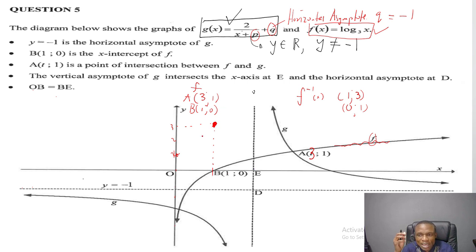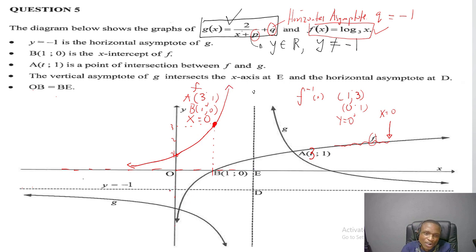And remember now, what was the asymptote of this function f? X equals 0. Let me write it this time. The asymptote of the function f, which was a log function, was a vertical asymptote. It was x equals 0. So the asymptote of the inverse now is going to be y equals 0. So we have the asymptote somewhere here on the x-axis. The function is like this.